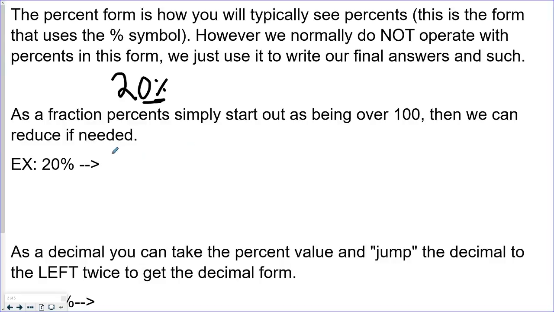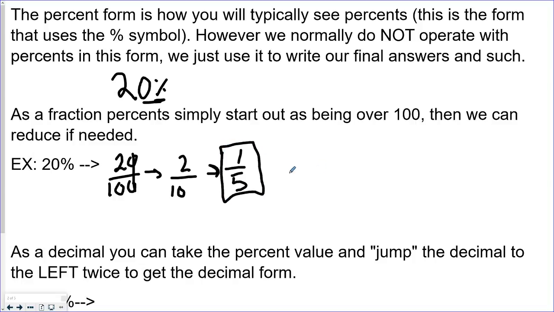So how do you write the fraction form for percent? Well, you just simply take the number 20 and put it over 100. Because again, percents are just in general out of 100, always out of 100. And then you can reduce it from here. So you think, okay, well, I can cross off the zeros and make it 2 out of 10. Then I can divide the top and bottom both by 2 and make it 1 out of 5. And that would be the fraction form reduced of 20%. So again, the fraction form just always starts out as something over 100, and then you can reduce it from there.